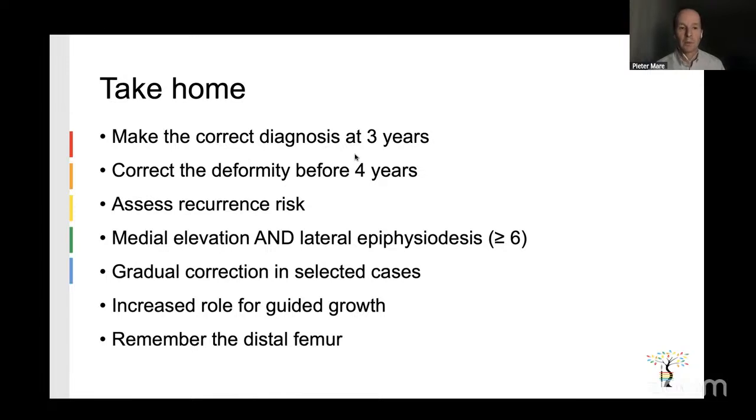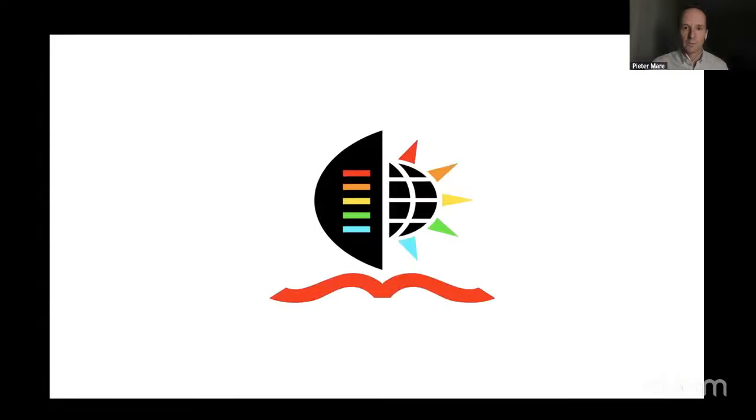And then lastly, remember the distal femur. It's very easy to manage this with guided growth during the growth phase so that you don't end up with an oblique joint line at skeletal maturity. Thank you very much.